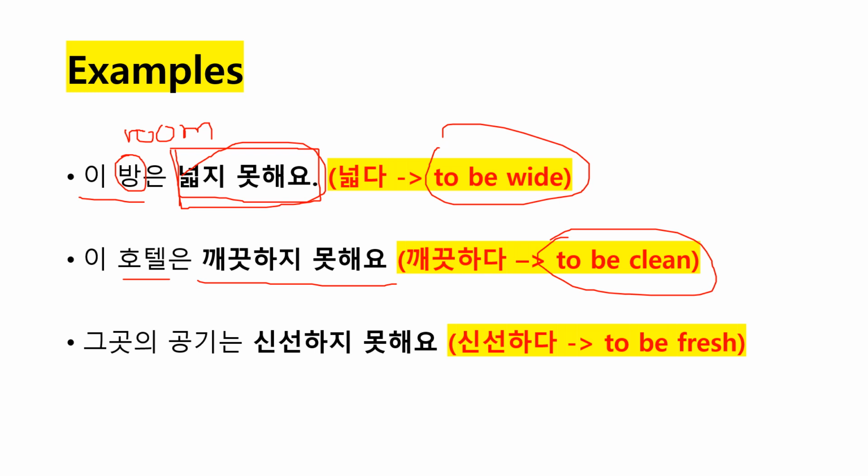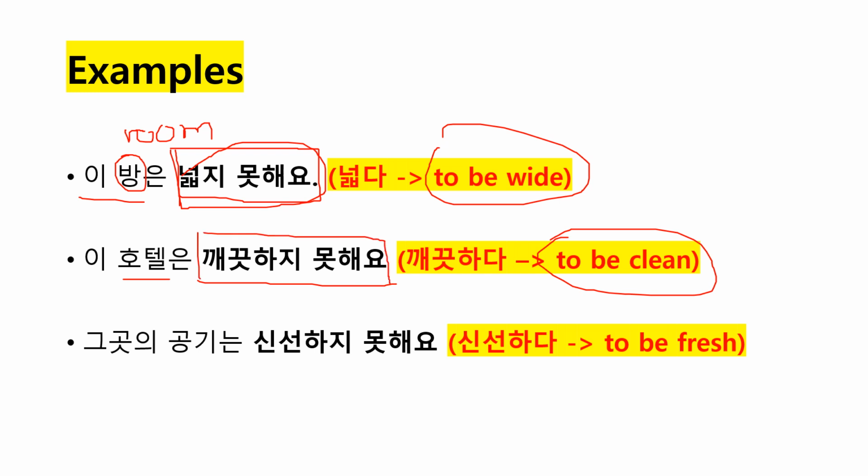So in that case, you can say, 이 호텔은 좀 깨끗하지 못해요. Well, you can't say it's dirty. It's not dirty. It's clean, but not as clean as you expected it to be, okay? It's not as clean or clean enough, not clean enough. 깨끗하지 못해요. So in that case, you can say 깨끗하지 못해요.